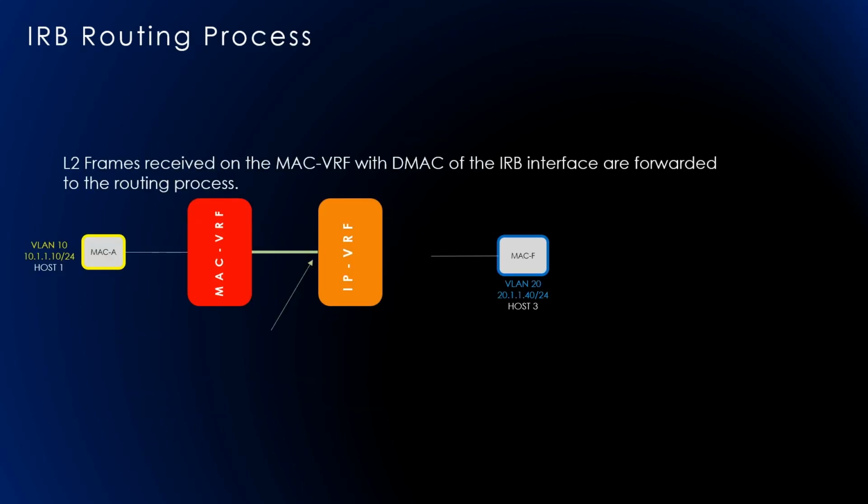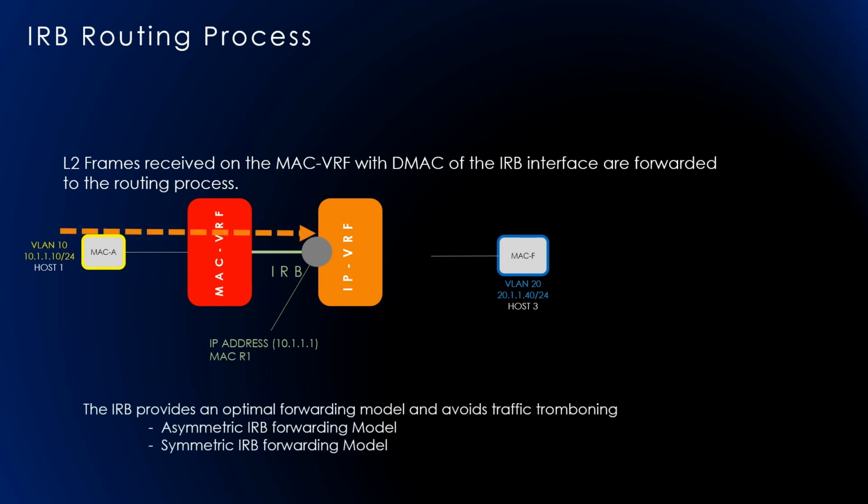The layer 2 header is stripped by the IRB interface as the packets are forwarded to the routing process. It is similar to traditional inter-subnet routing. So layer 2 frames are received on the MAC VRF with the destination MAC address of the IRB interface and forwarded to the routing process. The IRB interface, which is integrated routing and bridging, acts as the default gateway in our traditional network. When the routing process receives the packet, it is routed to the destination according to the destination IP address.